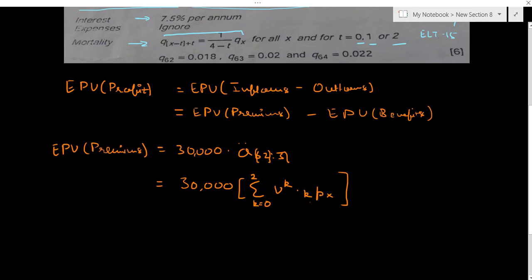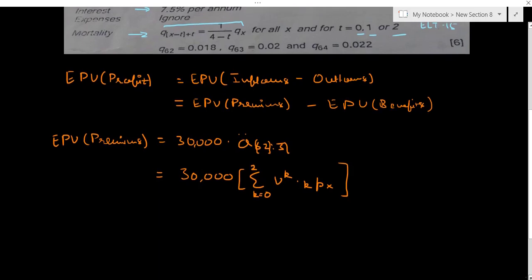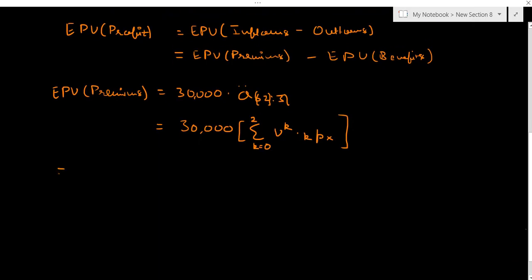The second payment would occur if the person survives for 1 year, that is at k is equal to 1, and it would be discounted by 1 year. The third payment would be discounted for 2 years, and it will happen only if the person survives for 2 years. Let me explain this by expanding this. So this just becomes this thing.